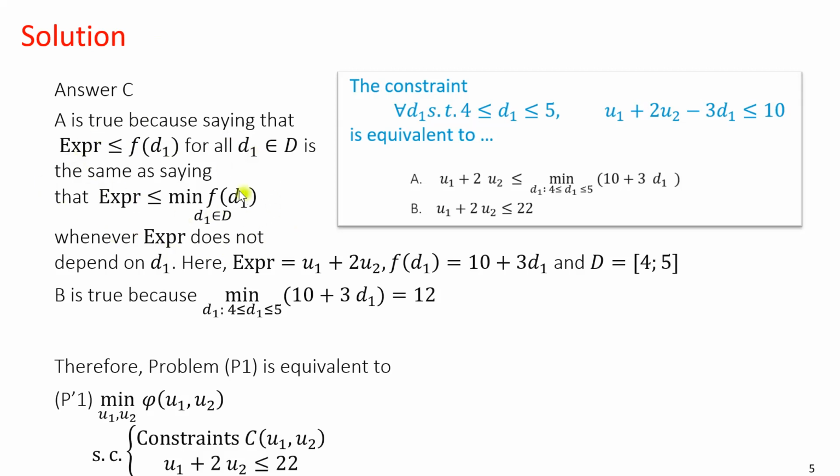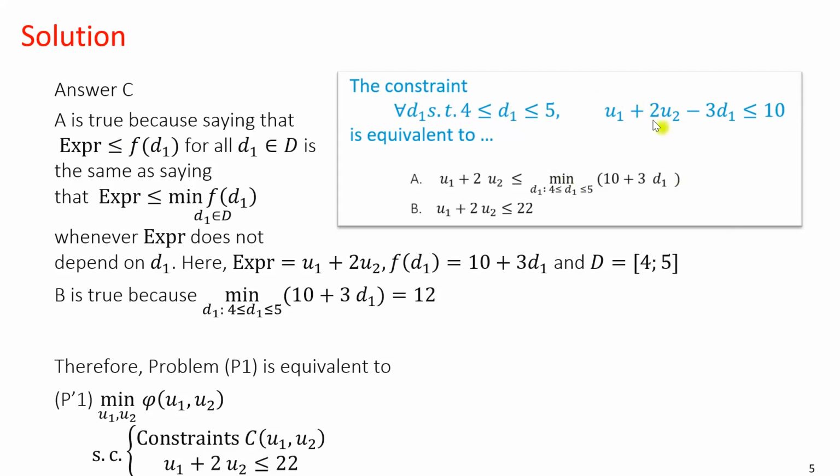That's a very important trick. We will see other similar tricks, but that's a very important trick that you need to master to be able to handle optimization problems that have uncertainty. So here, that means that the constraint here is equivalent to statement A, U1 plus 2U2 is less than this, with this minimum of this expression over all D1. You realize here that you have an optimization problem on the right. We have the optimal value of an optimization problem here.